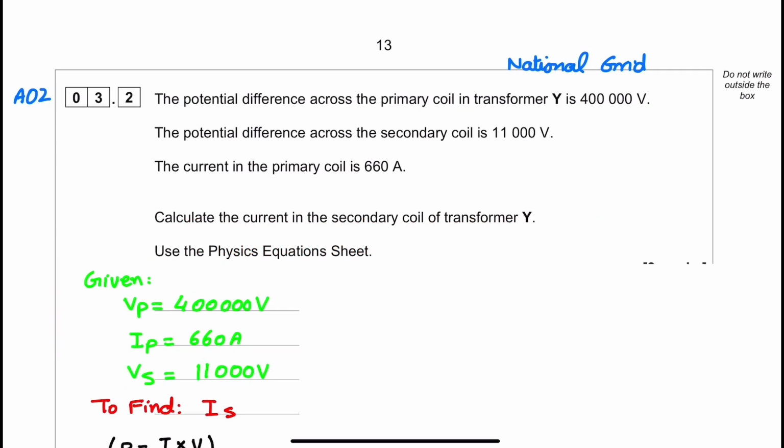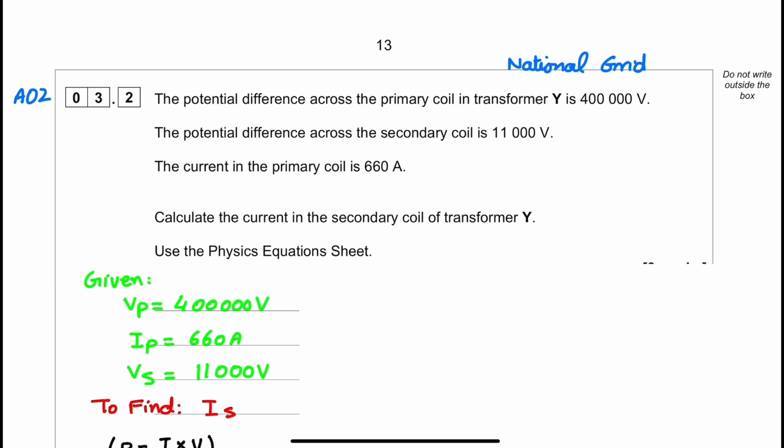3.2 is an AO2 question, and this question is from the national grid. The potential difference across the primary coil in the transformer Y is 400,000 volts. The potential difference across the secondary coil is 11,000 volts. The current in the primary coil is 660 amperes. Calculate the current in the secondary coil of the transformer Y.